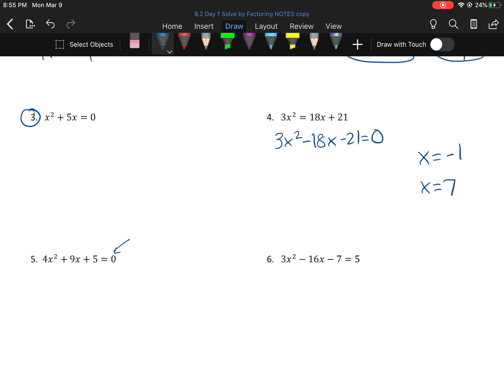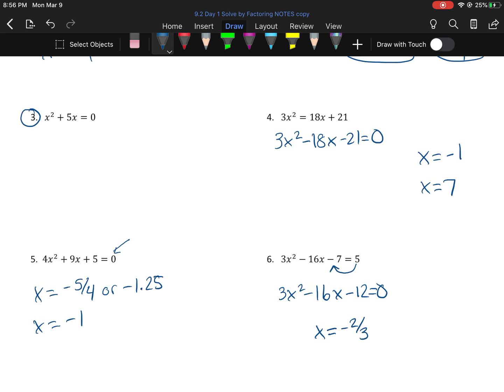5 is already set equal to 0, so you can go ahead and factor that. And our solution should end up being -5/4 or -1.25. And x equals -1. For 6, we need to move that 5 over. So we have it set equal to 0. We can't factor until it's set equal to 0. And once we do that, we would end up with x equals -2/3 for one x-intercept and x equals 6.